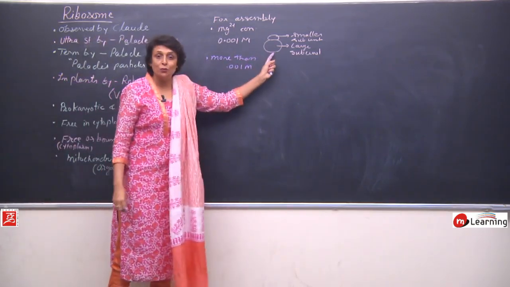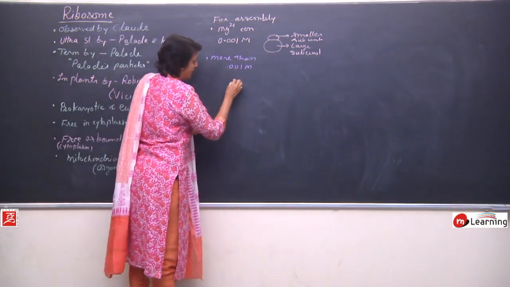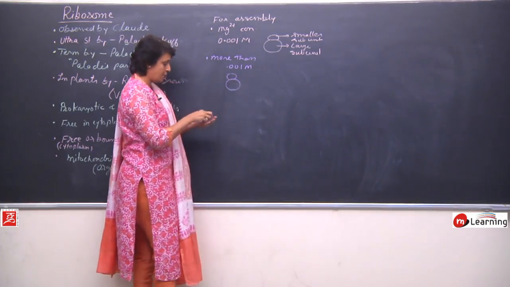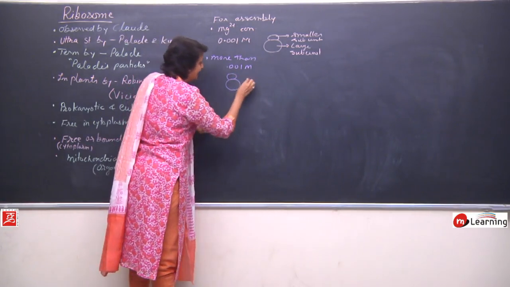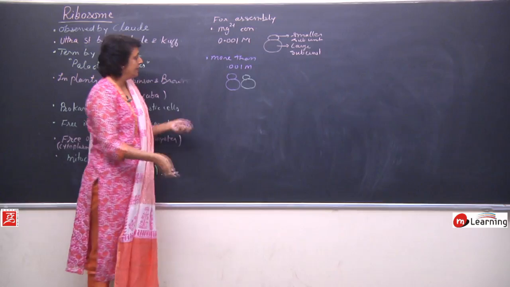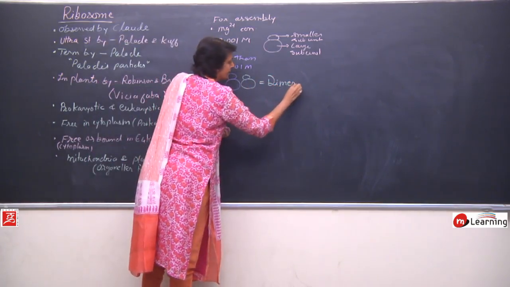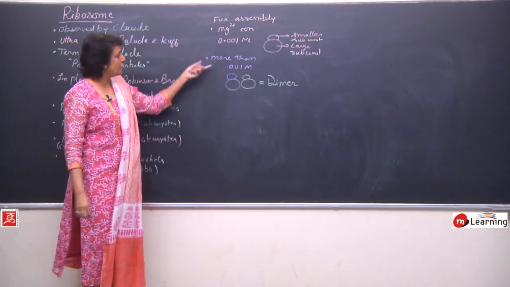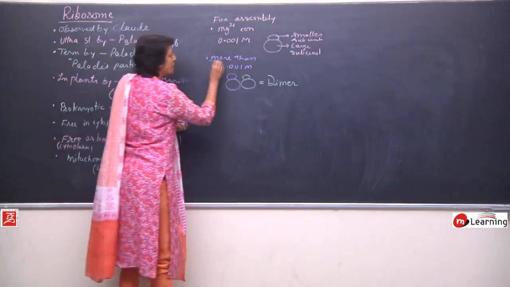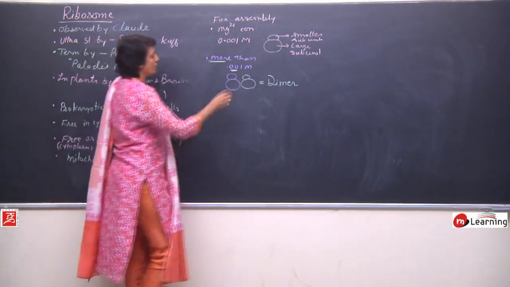Then two ribosomes assemble together. Here we have seen a single one. In this condition, this is one ribosome assembled and this is another ribosome, and they come together. This is known as a dimer. So the condition required for formation of a dimer is higher: it has to be more than 0.001 molar magnesium ion concentration.